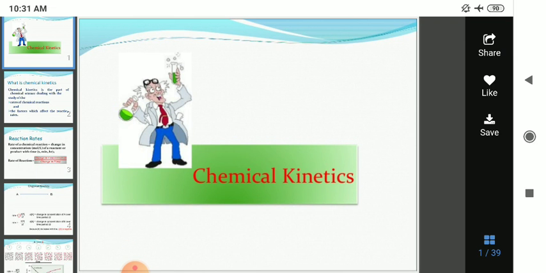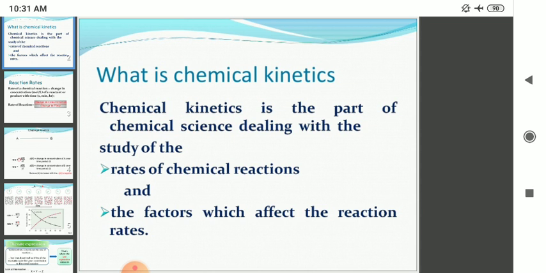Now, what is meant by chemical kinetics? That is what we are going to learn first. Chemical kinetics is the part of chemical science dealing with the study of rates of chemical reactions and the factors which affect the rate of reactions. And this gives us the important part of the chemical reaction which is taking place at a particular moment.